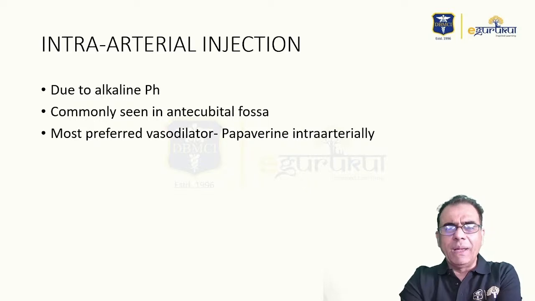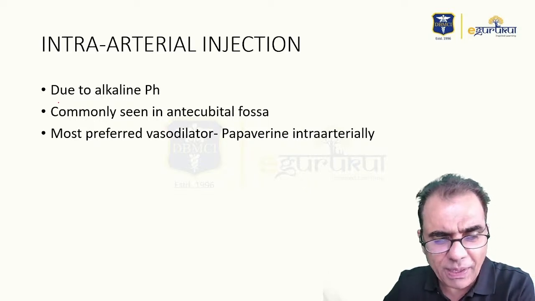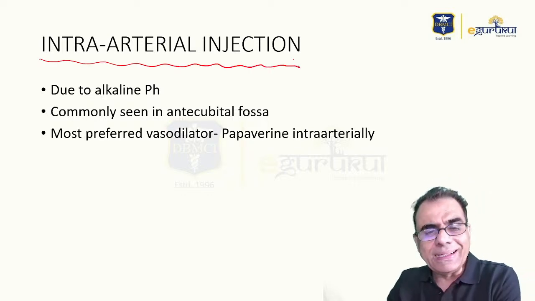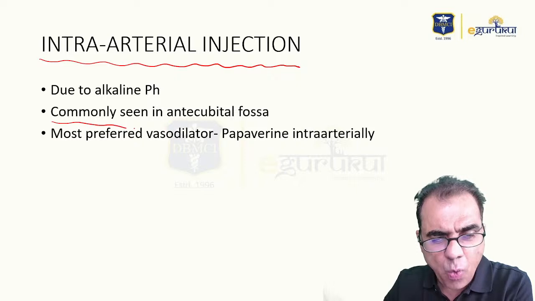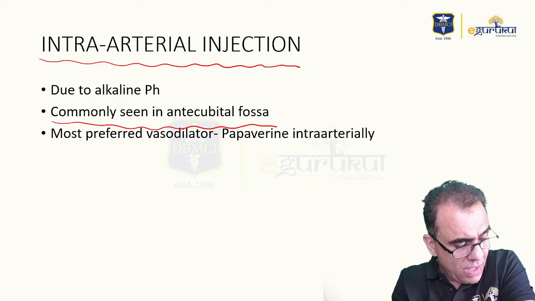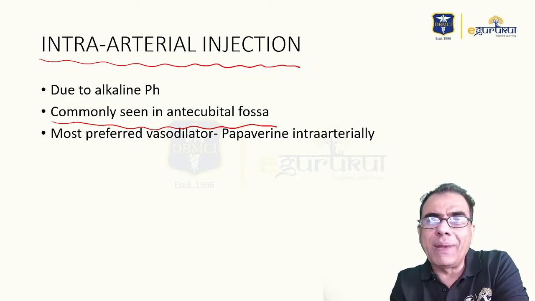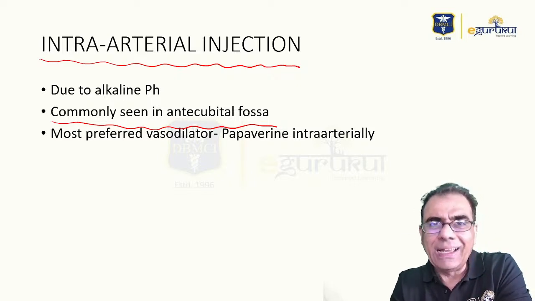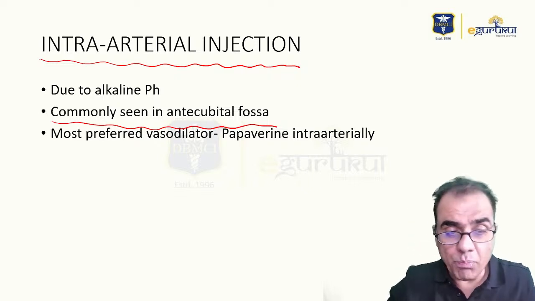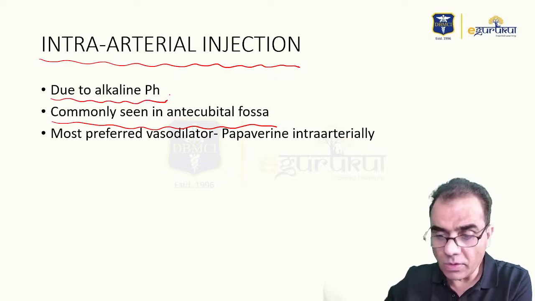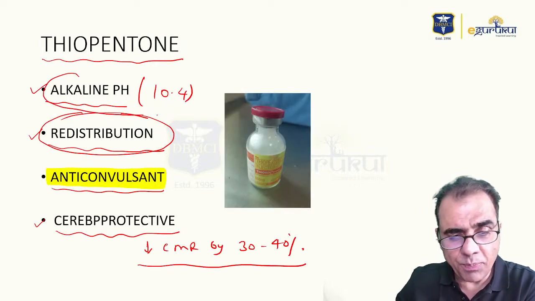Then one dreadful complication is intra-arterial injection. Intra-arterial injection is commonly seen when it is given in the antecubital fossa. Why? Because in the antecubital fossa, the brachial artery is just near the cubital vein, below the cubital vein, so you can enter the artery. So what will happen? Because of its alkaline pH. That's what I told you, alkaline pH is an important property.